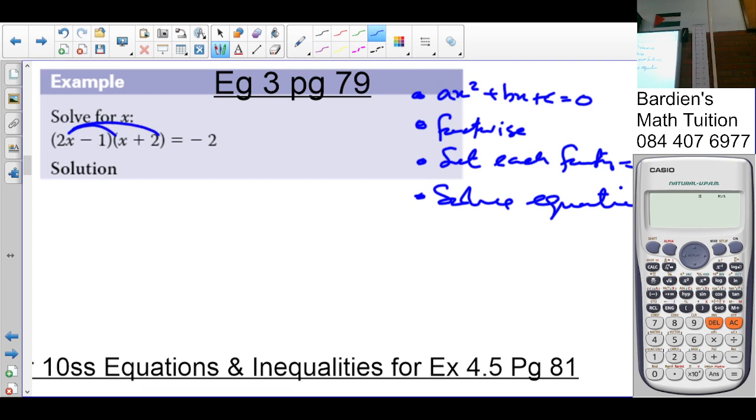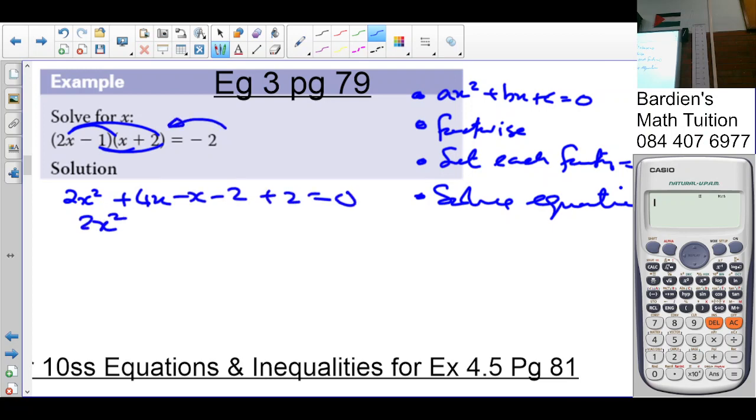Okay. We multiply that out, it's going to give you 2x squared. I know some of you are going to think, why don't we say 2x minus 1 is equal to negative 2, and x plus 2 is equal to negative 2. You can't do that. That will only work if it's equal to 0. So we've got 2x squared, 2x times 2 is 4x. That's going to give you negative x minus 2 plus 2 is equal to 0. I'm bringing the 2 over the equal sign as well. So it's 2x squared plus 3x. That cancels. So that's equal to 0.